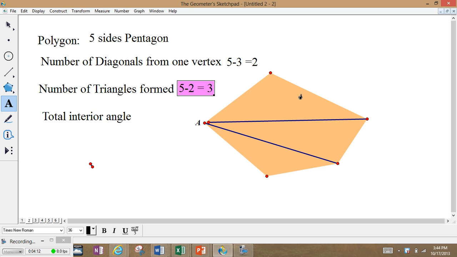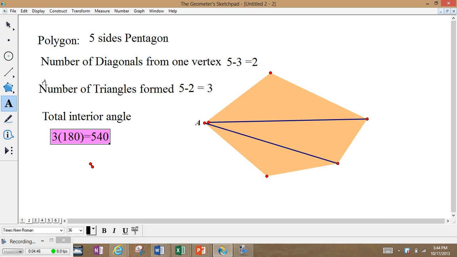We have 3 triangles, each with 180 degrees, so we can tell that the angle measure of all the angles here, and you can come back and actually prove this if you like, is going to be 3 times 180 degrees, because we've got 3 triangles, which of course is 540 degrees. That's our total angle measure.